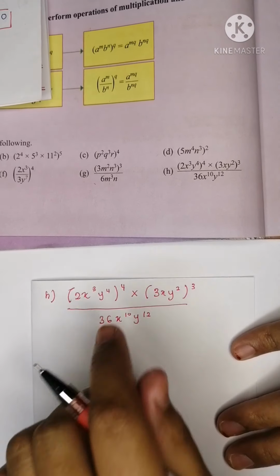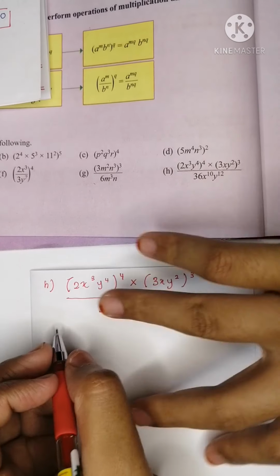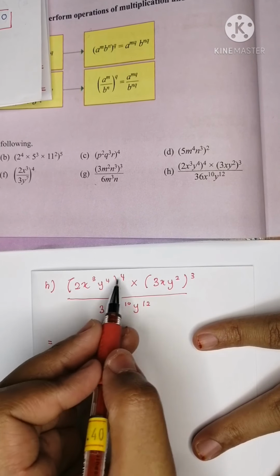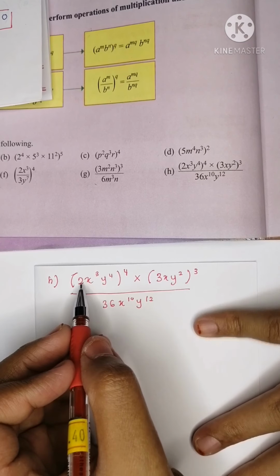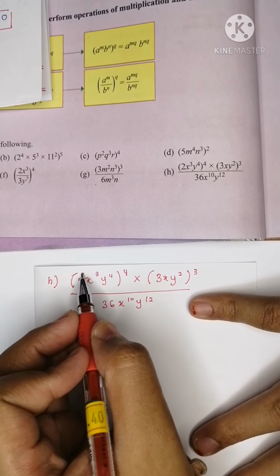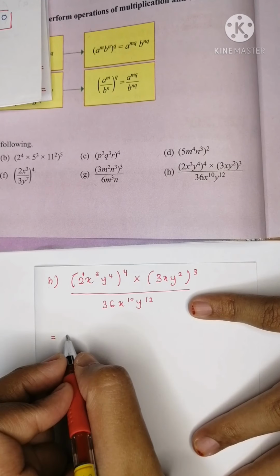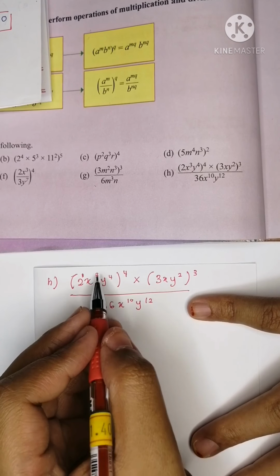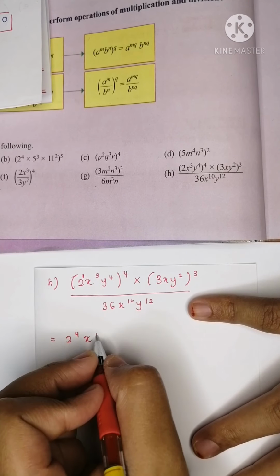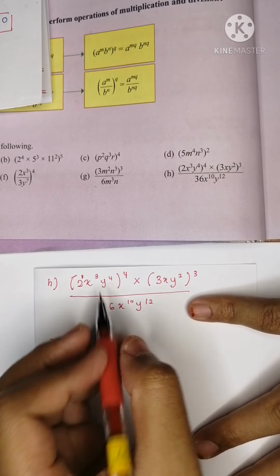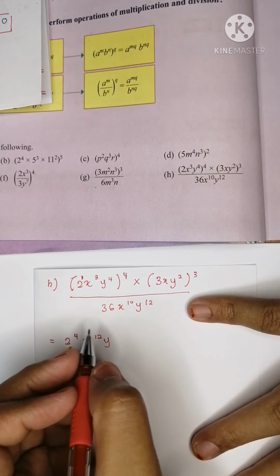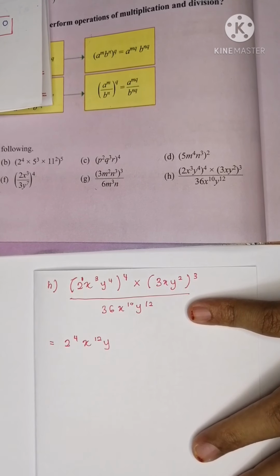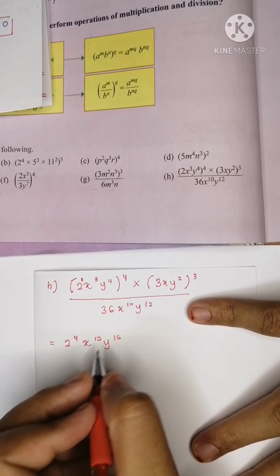This is the last question for H. It's long, right? So don't worry. What should you do? Solve for this one first. As usual, 2 to the power of 1, and then you copy back. 2 to the power of 1 times 4, you got 4. Now x, the power is 3, 3 times 4, 12. Now y, the power is 4 times 4, which is 16. Okay, done for this part.